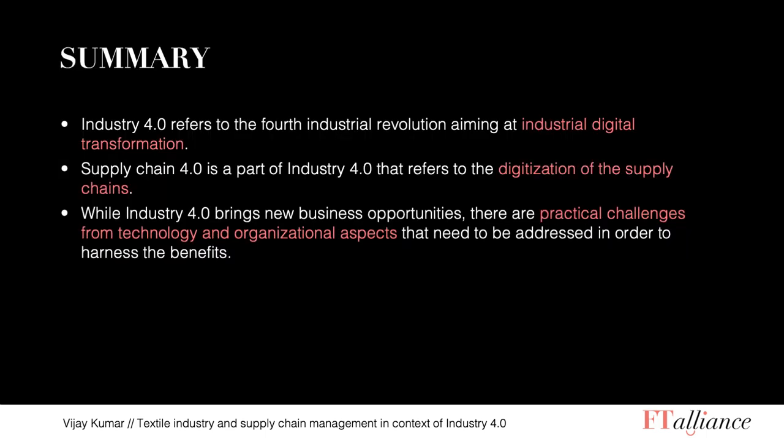So to summarize this lecture, we talked about many things. We talked about Industry 4.0, and we understand that Industry 4.0 is the fourth revolution, and the purpose of that revolution is industrial digital transformation, and to create these cyber physical systems. Industry 4.0 is used in different contexts. For instance, it is used in supply chain 4.0. It is also used as textile industry 4.0. So supply chain 4.0 is a part of Industry 4.0 that refers to the digitization of the supply chain, again creating a cyber physical system of the supply chain.